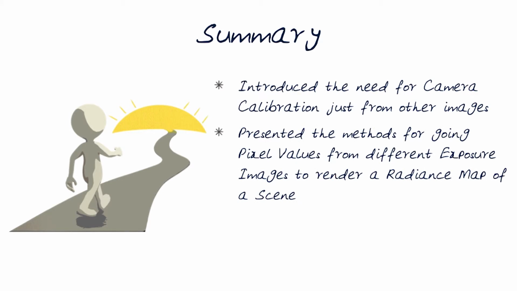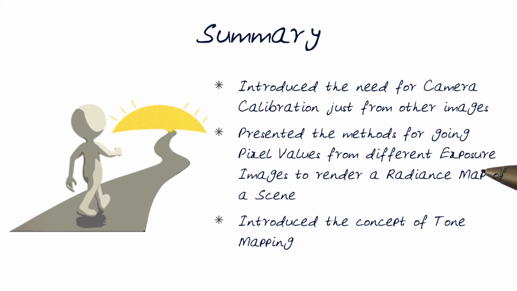Then we basically talked about how to do this mapping. Basically, how do we go from pixel values to different exposure images and render a new radiance map that captures the scene. And then we talked about how tone mapping could be used to take the radiance map to then display an image on the displays that we have available.